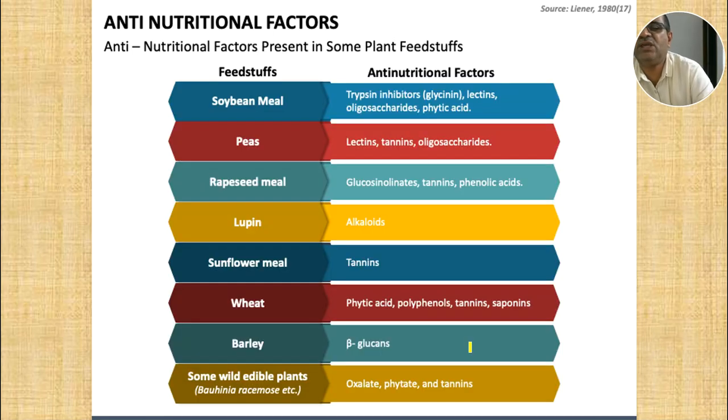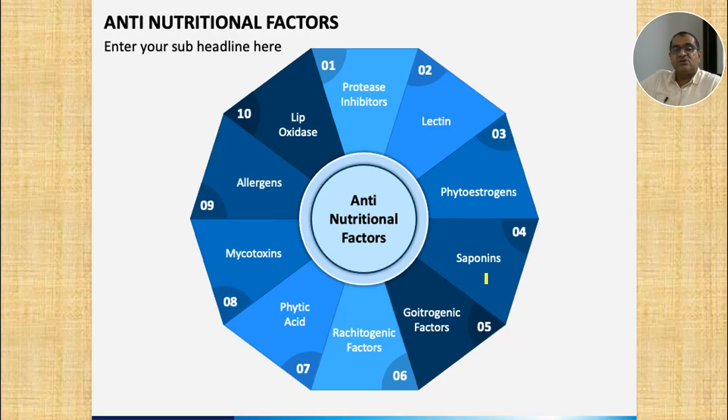Soybean meal contains trypsin inhibitor, oligosaccharides, and phytic acid. Peas contain lectins, tannins, and oligosaccharides. Rapeseed meal contains glucosinolates, tannins, and phenolic compounds. Then lupin has alkaloids, and sunflower meal has tannins. Wheat also contains phytic acid, polyphenols, tannins, and saponins. Barley contains beta-glucan. And some wild edible plants also contain oxalate, phytate, and tannins.